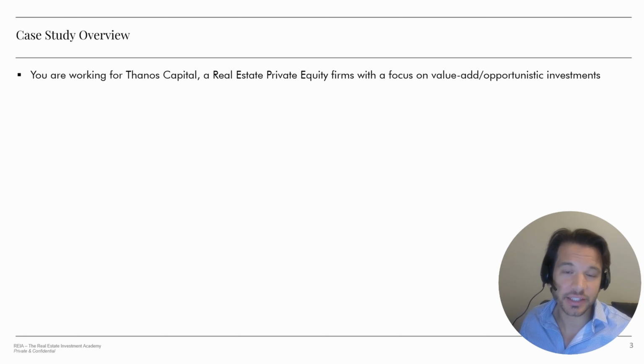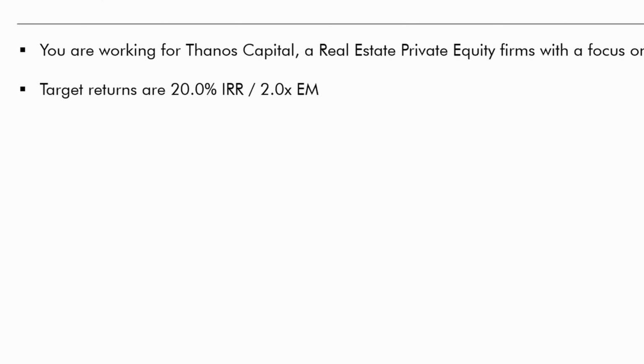So in this case study, you're working for a real estate private equity firm called Thanos Capital. And Thanos has target returns of a 20% IRR and a 2x equity multiple. So what this means is that any investment opportunity that Thanos pursues, it needs to deliver at least those returns.